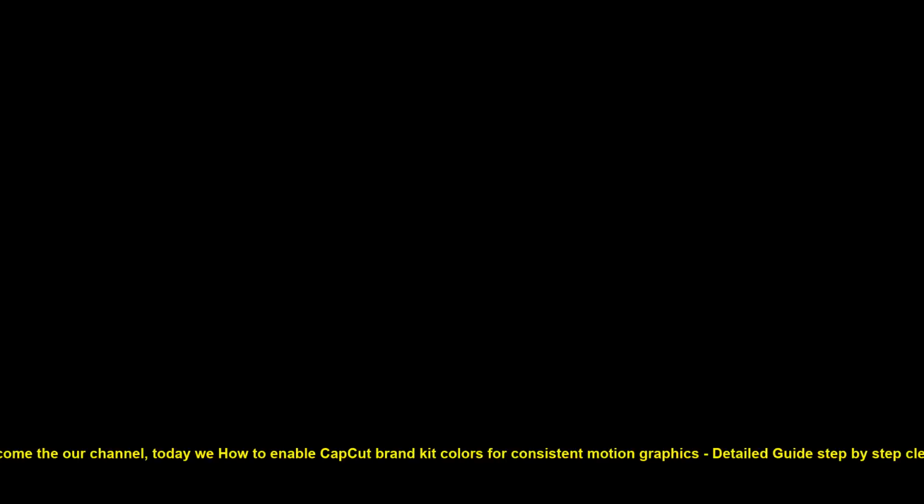Detailed guide step by step clearly. To enable CapCut brand kit colors for consistent motion graphics, open the CapCut application on your device. Once you are on the main screen, locate and tap on the New Project button.